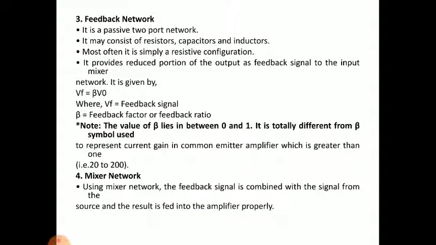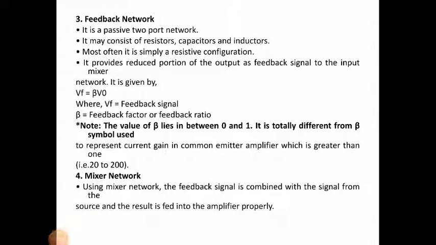Now the feedback network, what does it consist of? Feedback network, it is a passive two-port network. Passive means it has only the passive components, no active components. It means the signal whichever is provided to its input is not altered, I mean it's not distorted. The original shape is preserved. It may consist of resistors, capacitors, and inductors. Most often it is simply a resistive configuration, that is a purely resistive network.